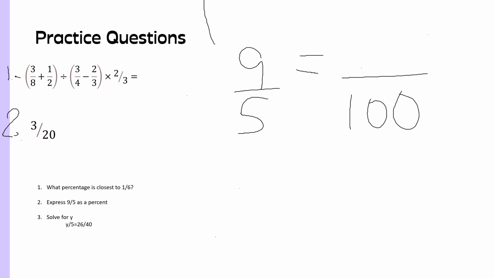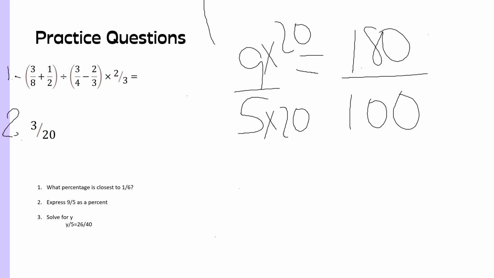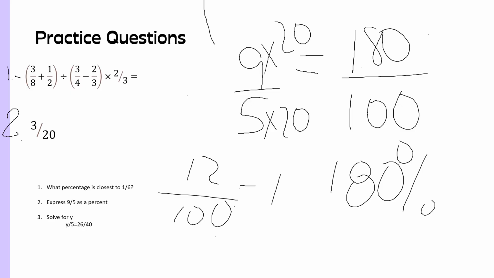Now, what are we gonna do? We want the denominator to equal 100. Right? So what we're gonna do is multiply the 5 by 20. And what you do to the bottom, you gotta do to the top. So 9 times 20 is 180, right? And 5 times 20 is 100. So this is saying 180 over 100 is 180%. Right? We know that. Cool. And that's what the problem asks. If it was 12 over 100, we know that is 12%. Right? Okay.